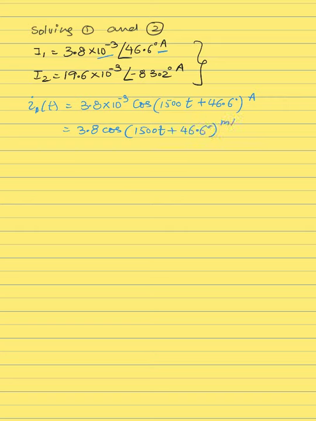But both of them are correct unless the question asks you, okay, specify the final answer in milliamperes, then only the challenge arises that the final answer has to be in a specific unit. Otherwise, it's fine. You can leave it in amperes, or you can change it to milliamperes. Okay, similarly, the second current I2 is 19.6 cos, same frequency of 1500t, minus this time, because here you have a negative angle, 83.2 degrees. And again, since I skipped 10 to the power negative 3, so this goes to milliamperes.